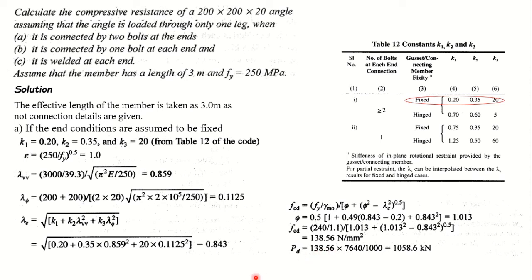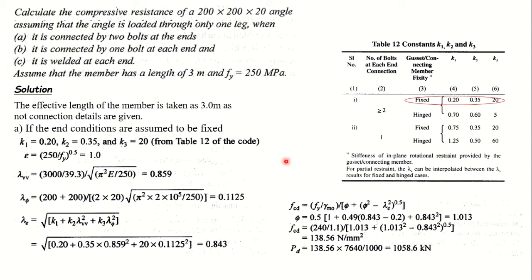So what is the area of the section of that ISA 200 by 200 by 20? That into 7640 is the area, and this is FCD. So that totally gives us 1058.6 kilonewton as our load carrying capacity.